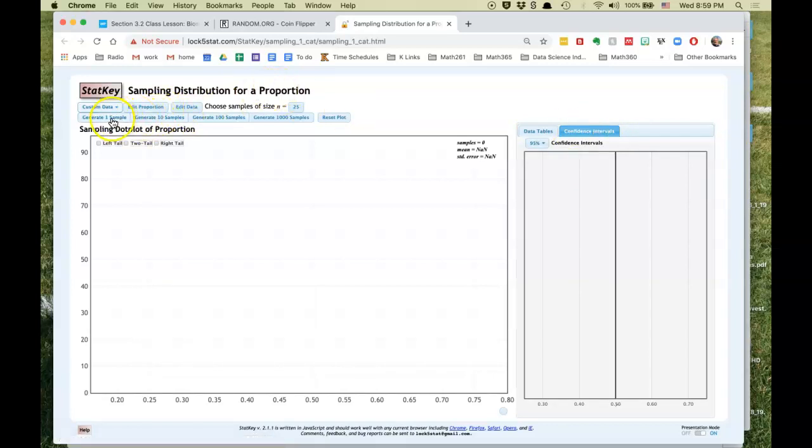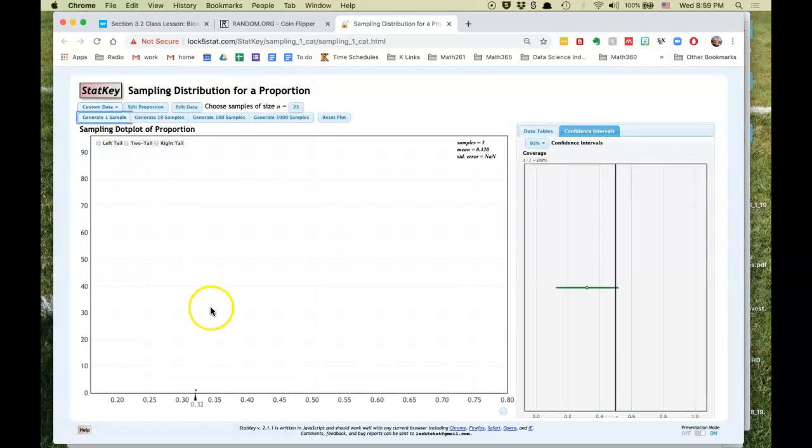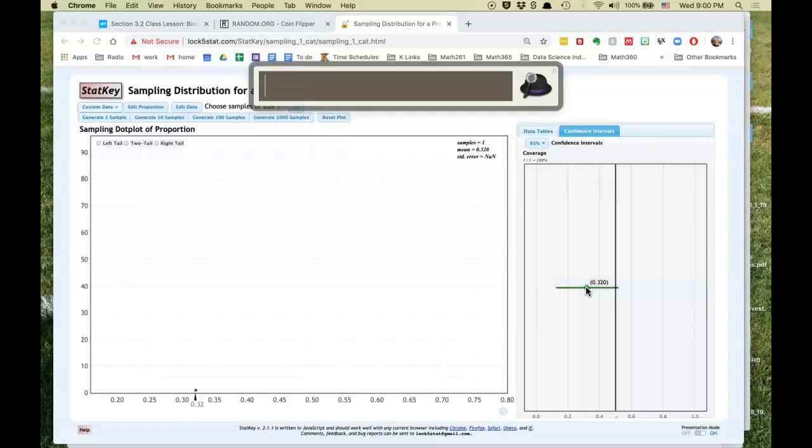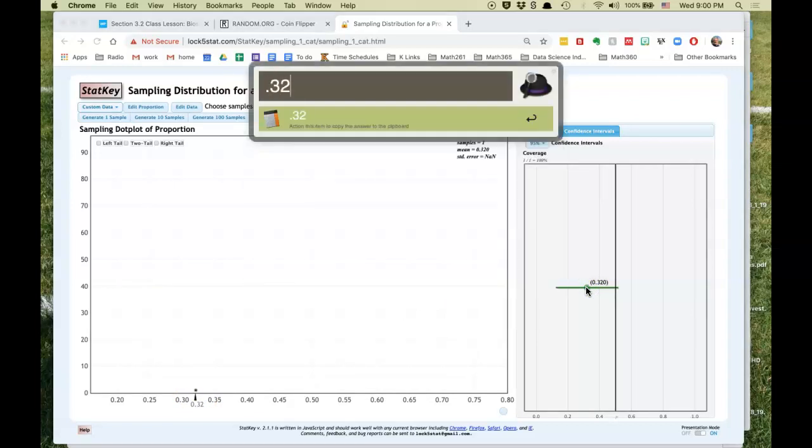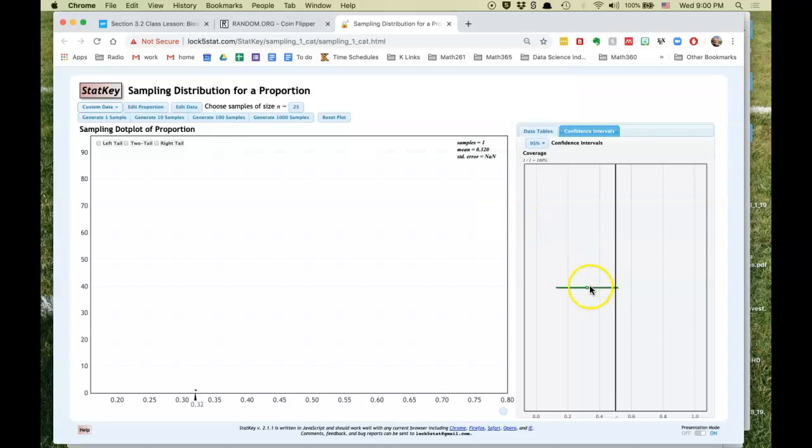Now I want to generate one sample and talk about what this is. So this is like me flipping it 25 times. And in this case, I got 0.32 as the proportion heads. But notice over here, there's a confidence interval that's constructed. It's the 0.32 plus or minus, so what was it? 0.2? Oh, sorry, 0.2. So 0.52 to 0.12. It's about what that would extend. And so this one's green, and we're going to see that that means it contains the true population proportion.